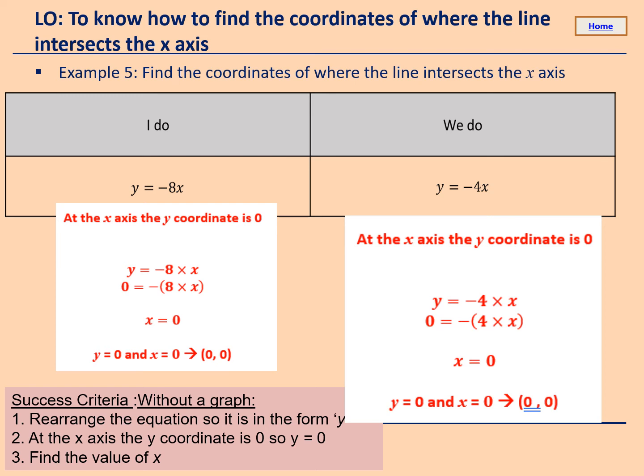Well done, I think you've got the hang of this. At the x-axis, the y-coordinate is 0. 0 equals minus 4 lots of x. x equals 0. So the coordinate for this one is 0, comma 0. Don't forget your brackets.